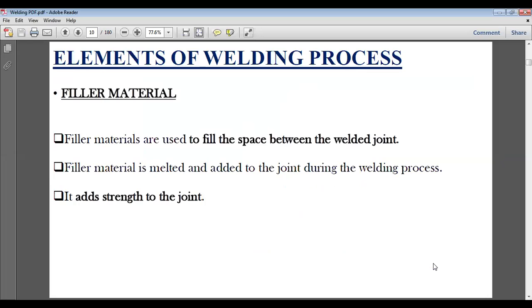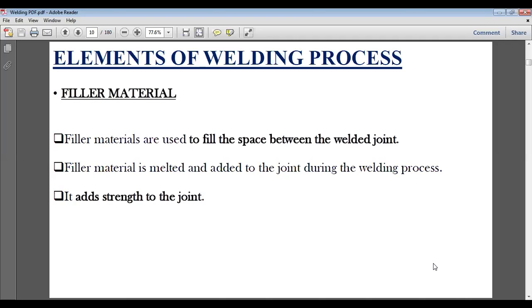And we also discussed the elements of welding. In those elements, when we started welding, we discussed that there are two techniques: either we use pressure or we use filler metal. If we are not using any pressure, then we must use filler metal. Only then can two pieces be joined together.